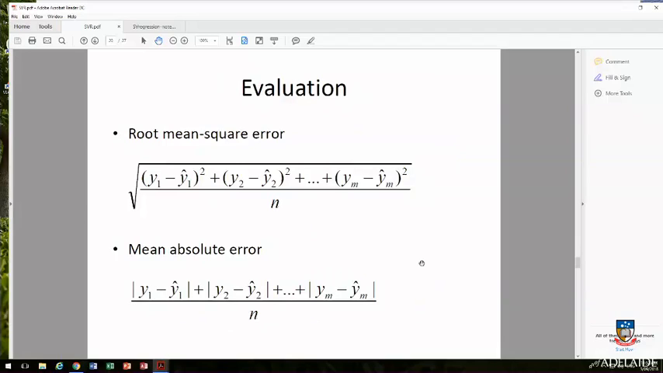And in terms of how to evaluate the trained model, you can calculate the root mean square error or the mean absolute error. Again, the first one is just the L2 norm, and the second one is the L1 norm.